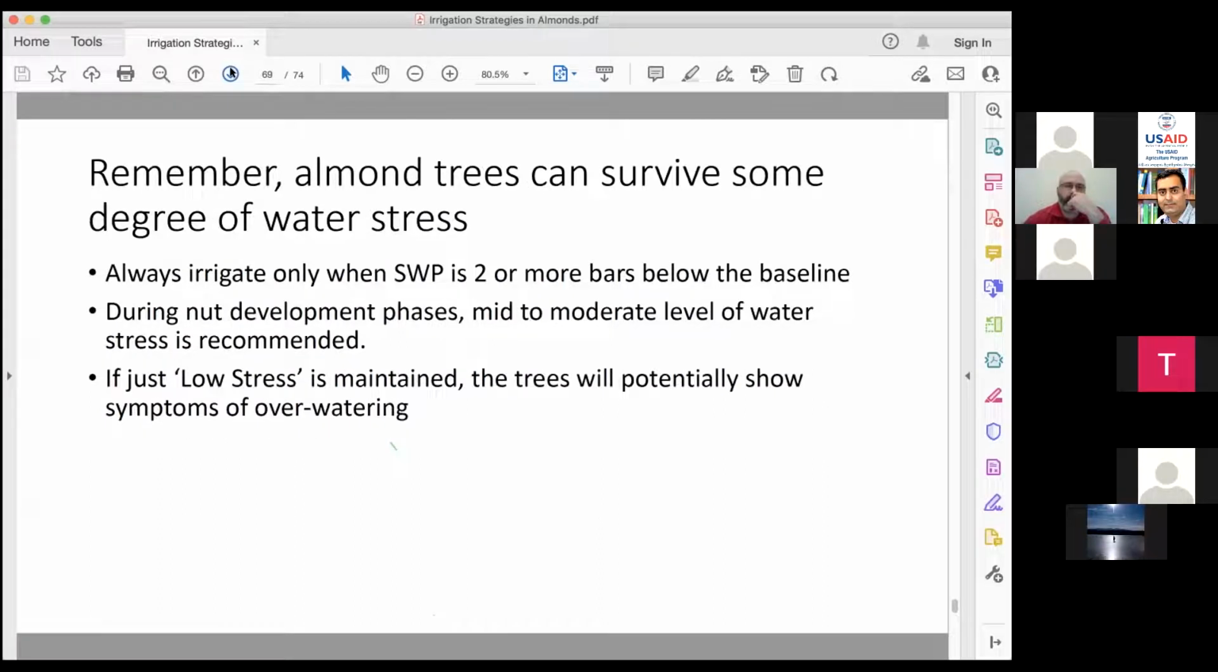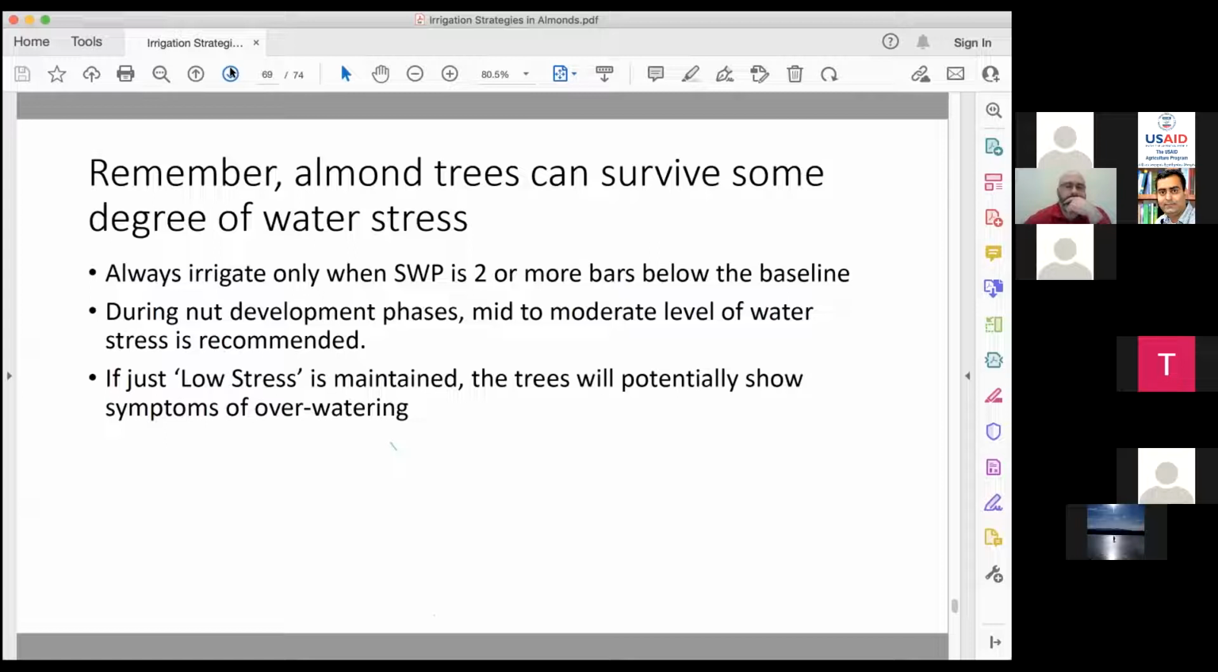Remember, the almond trees can survive some degree of water stress. So always irrigate only when the stem water potential is 2 or more bars below the baseline. Now I am talking in the terminology of a pressure chamber. We can go over that.